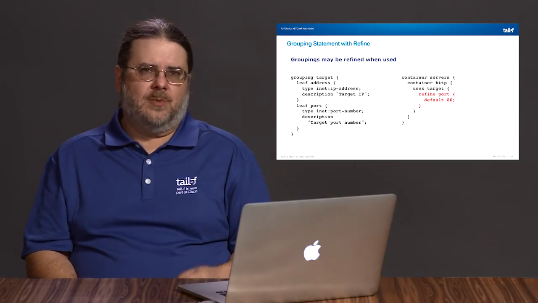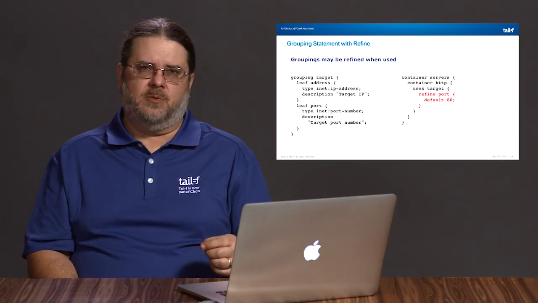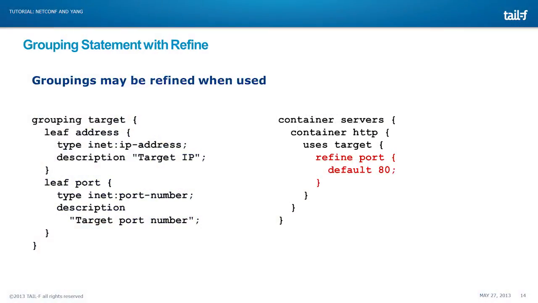You can also refine a grouping statement when you use it. You may have a common grouping, but you want to tweak it a little bit when you actually use it in particular places. The Yang refine statement allows you to do this. So here we see on the left a grouping definition called target that provides leaf address and leaf port.